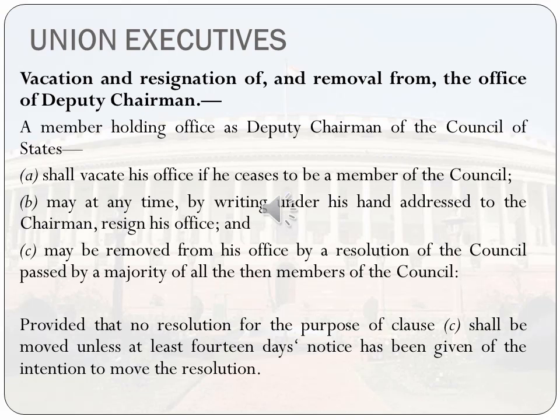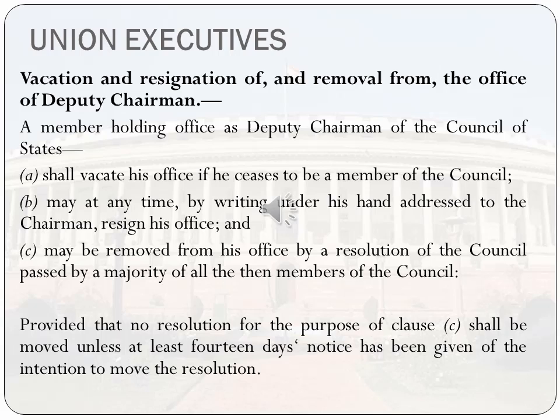Vacation and resignation and removal from the office of the deputy chairman. A member who is holding the office of deputy chairman for the Council of States, or the Rajya Sabha, the upper house, shall vacate his office if he ceases to be a member of the council. If he loses his membership of the Council of States, then he loses his post of deputy chairman.